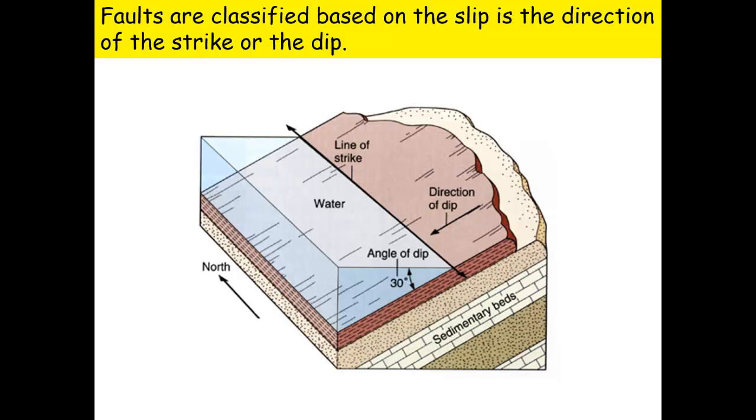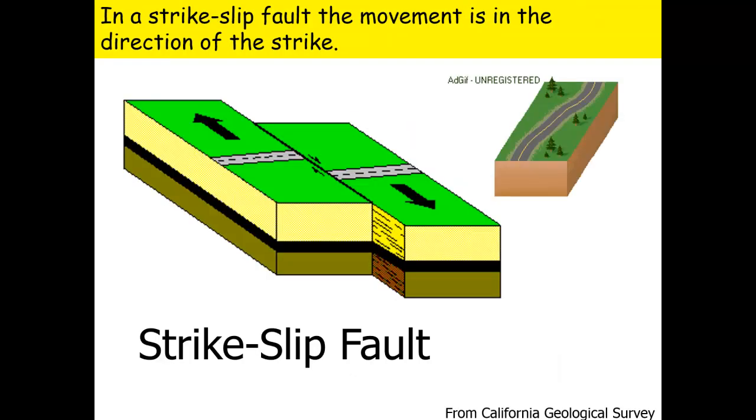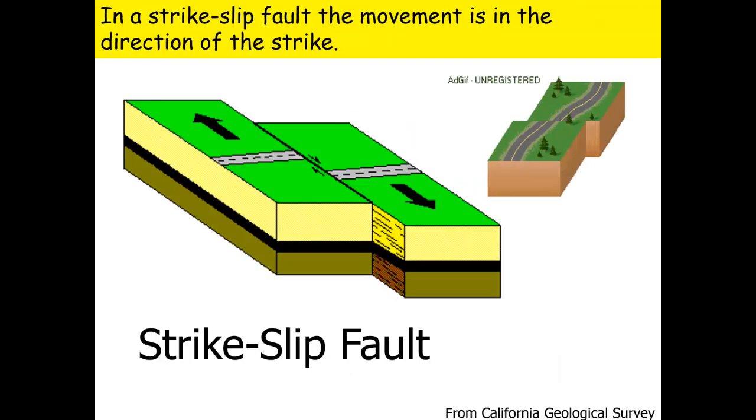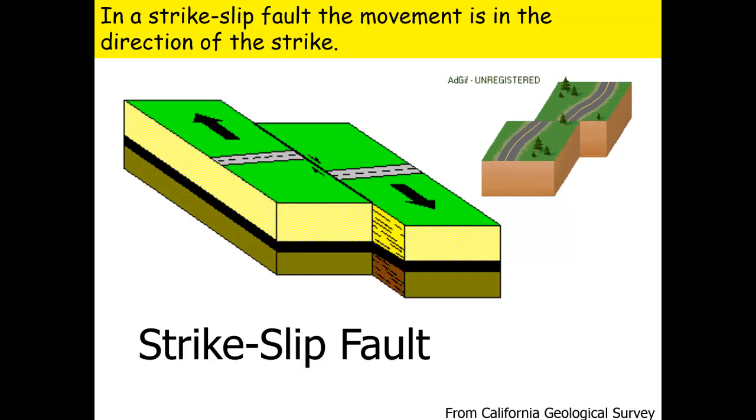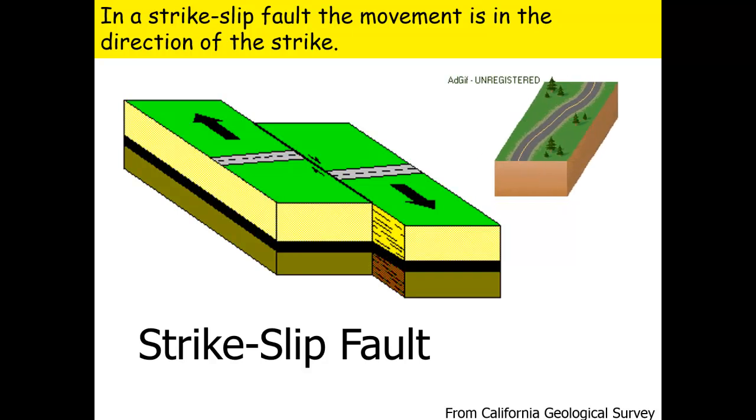But again, if you're not familiar with the concepts of strike and dip, you'll be confused in the sections that follow. So make sure you go back and review that. In a strike slip fault, the motion is along the strike. And in a strike slip fault, you're going to have generally horizontal motions with a fault plane that's close to vertical.